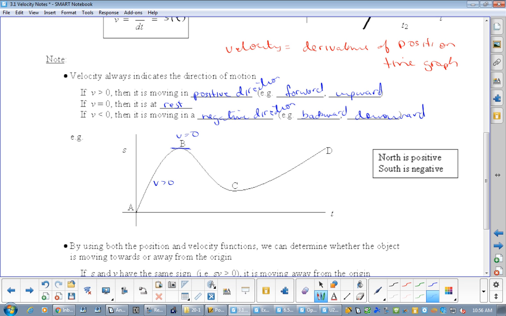Then from B to C, velocity is less than 0. Does that mean velocity is small because it's like -8? Negative small, isn't it? It's the direction. I'm going 8, whatever, kilometers per hour, coming back, right? This would be another V equals 0. And then this would be V is greater than 0.